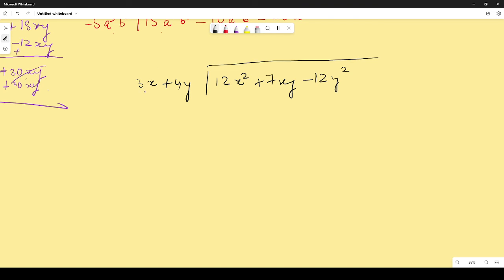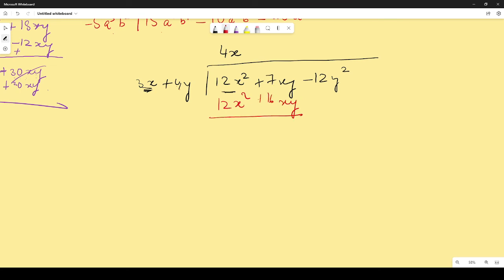So 3x is the bada bhai over here, and this is the first mountain that we are conquering. To remove this, 4x will come over here, so it will be 12x square. Now do not forget this chota bhai. So 4x into 4y becomes what? Plus 16xy.